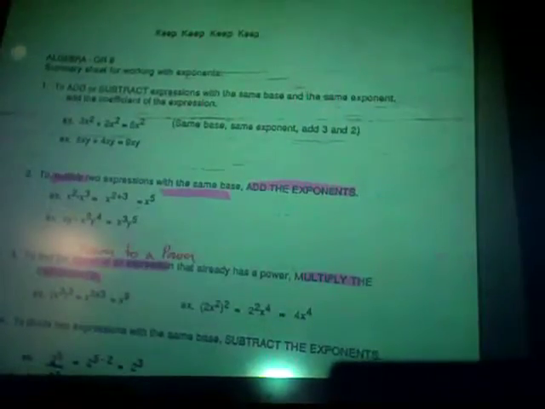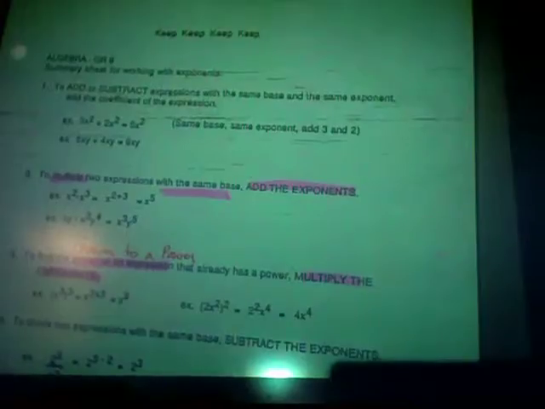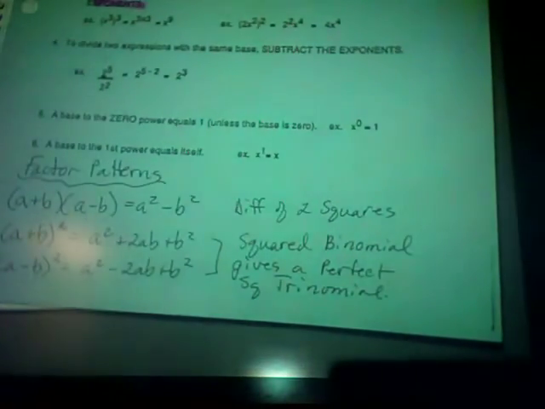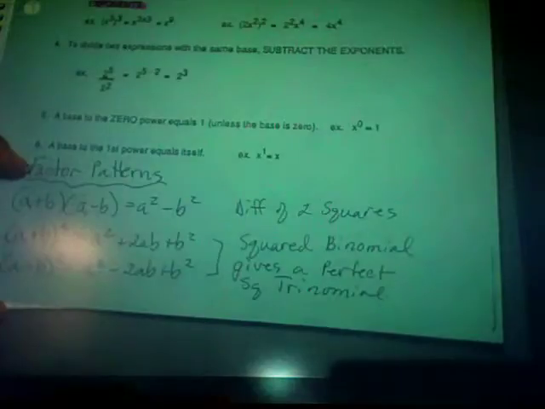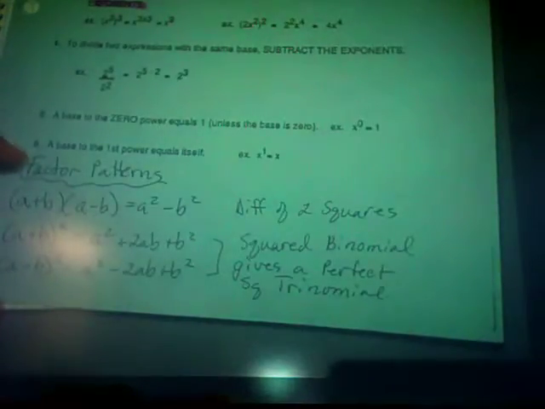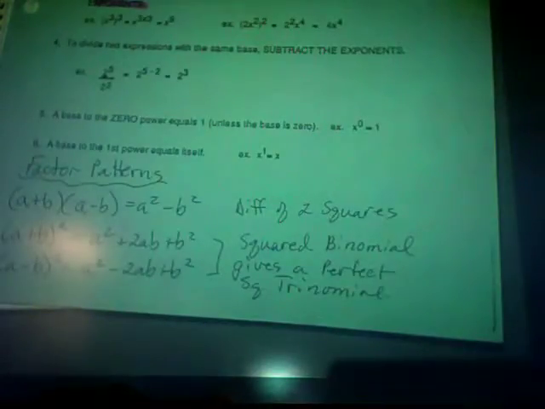Alright, so I asked you to take out your blue sheet because we have gone over everything on this blue sheet with the exception of what's at the bottom here. So this is 8-8, your factor patterns. I am telling you now that if you don't learn these and memorize them, you will have trouble with Unit 9, which is factoring. Because this saves you time with factoring.